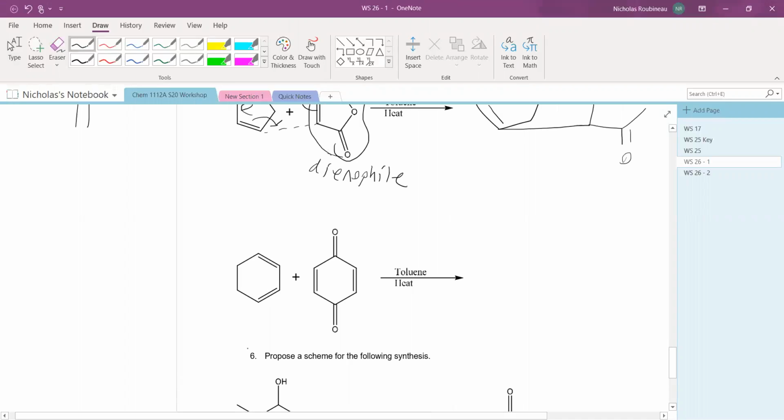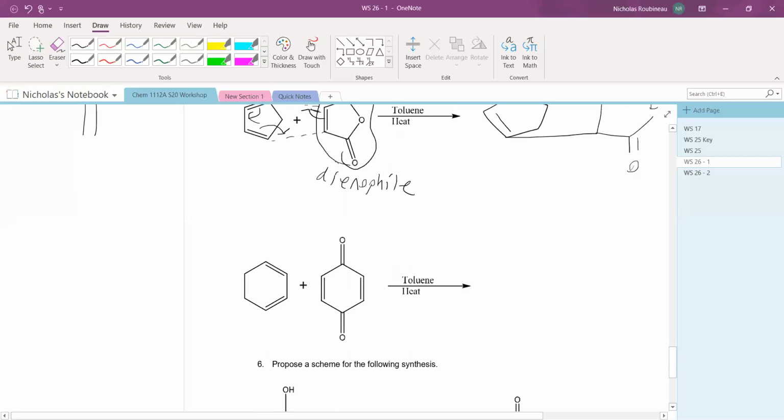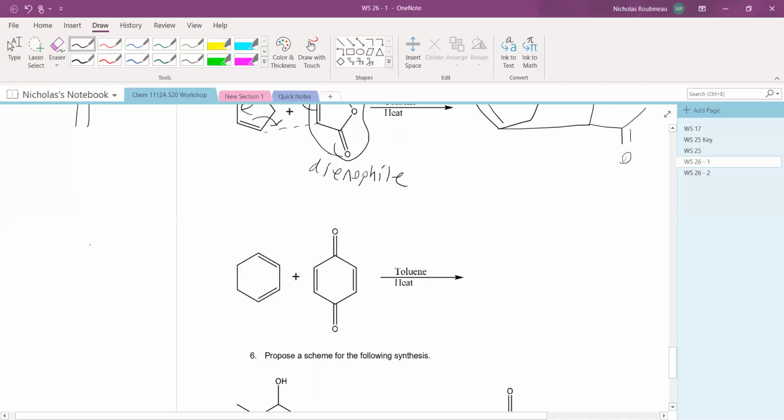Oh, I should have given more space here. Okay, I'm going to draw this a bit to the side. I just rotated the diene here because it's easier to see how the mechanism works when you draw it with the two double bonds facing towards the right instead of towards the left like they were with how it was given.